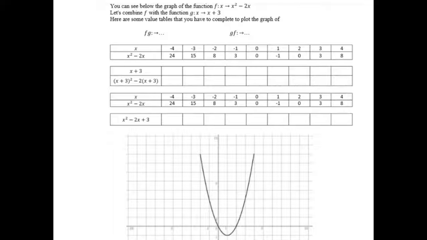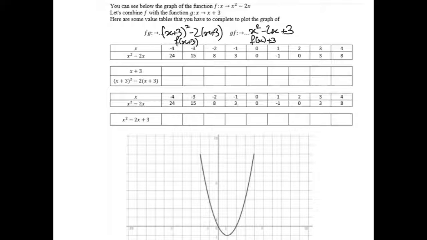The first way to combine them is to write them as f of g of x. You will get (x + 3) squared minus 2(x + 3), because you apply the function f to g of x, which is x plus 3. If you combine the functions the other way, you will get x squared minus 2x plus 3. This is here f of x plus 3, where the first one was f of x plus 3.